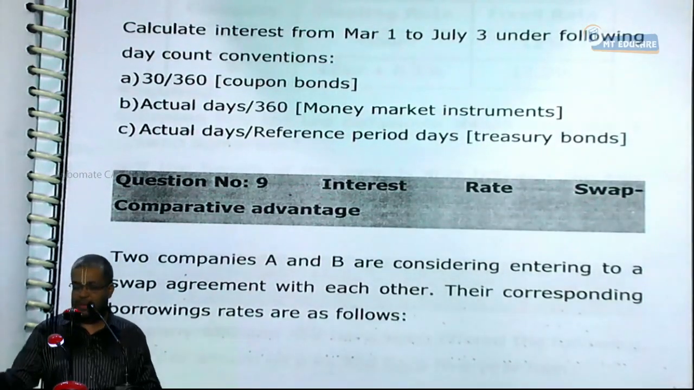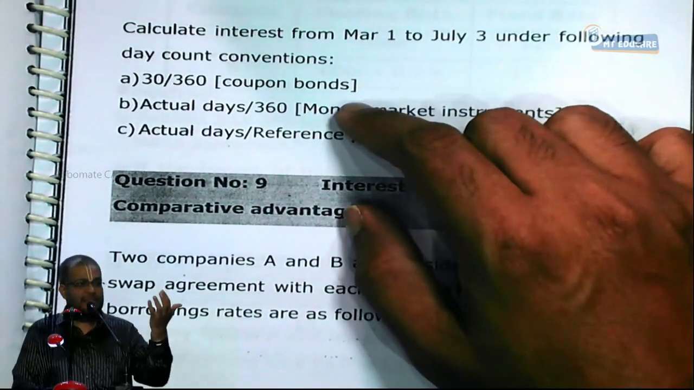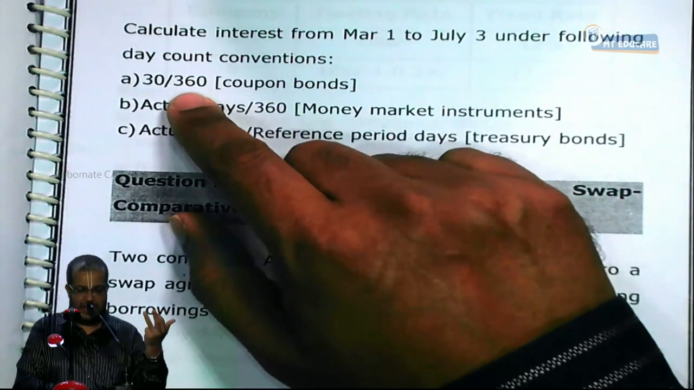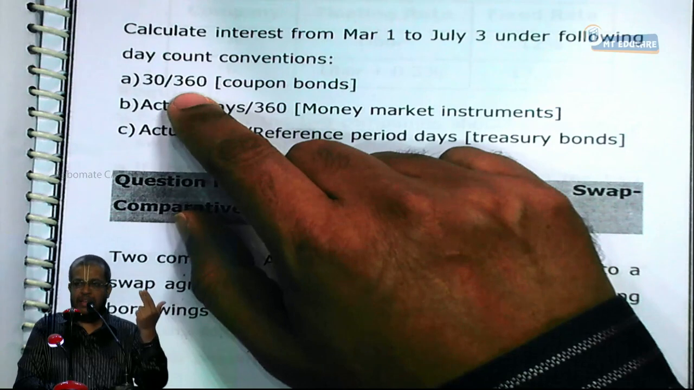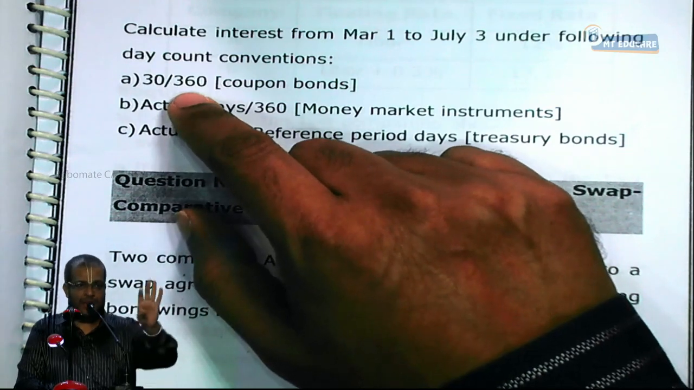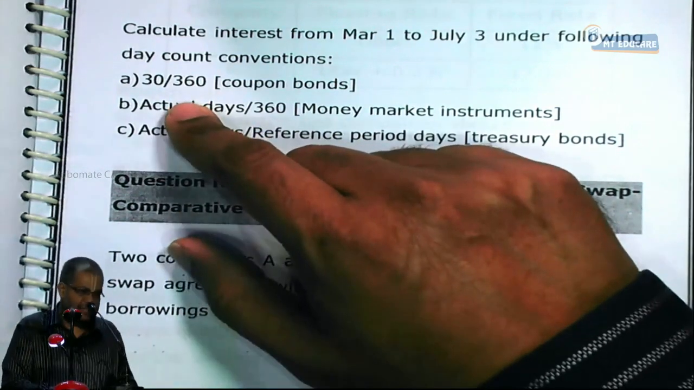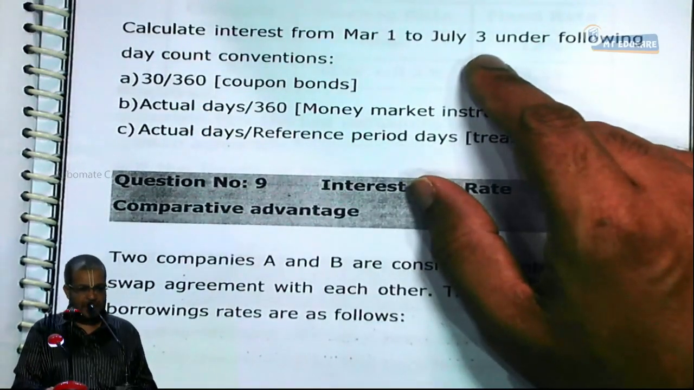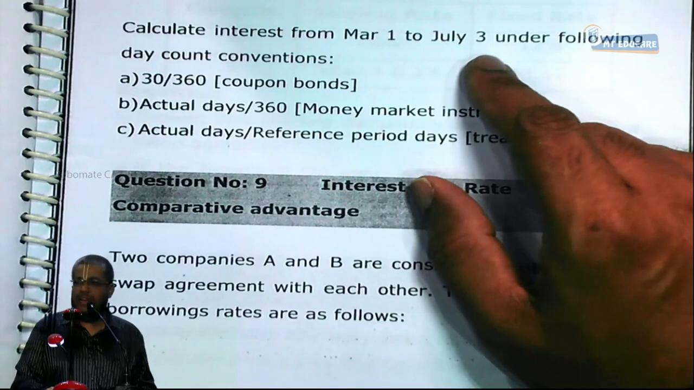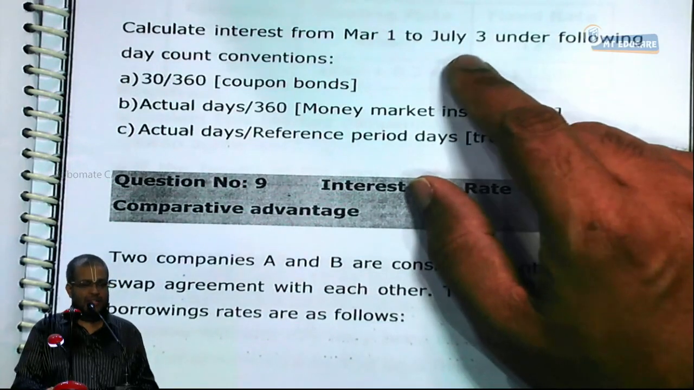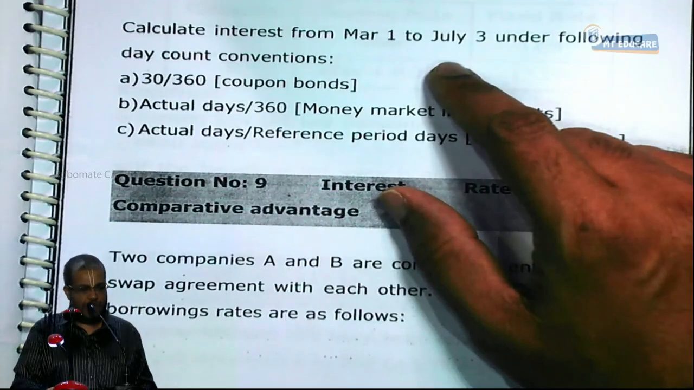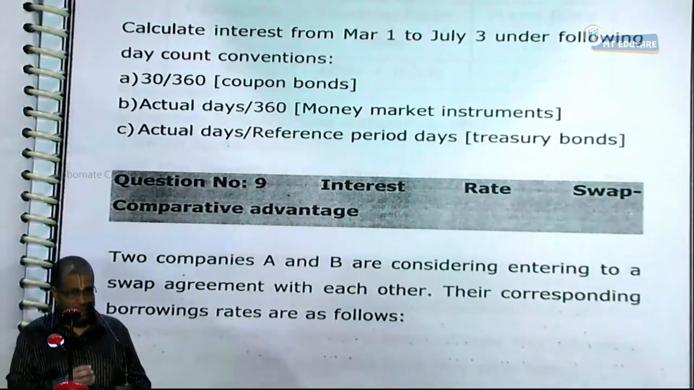Now, please tell me, March, how many days? 30. That is 30 by 360. March 30, April 30, May 30, June 30. That is 120 days. July 3 should be ignored because on that day only interest is going to be paid. Plus July 1 and 2, 2 days. So I am going to calculate 122 days interest in case of a coupon paying bond.